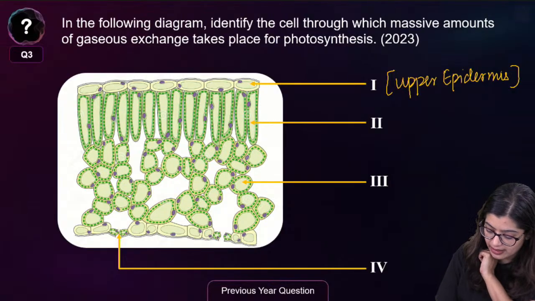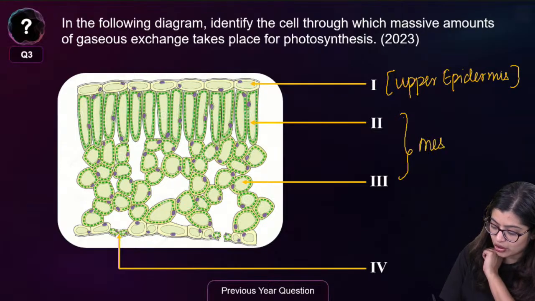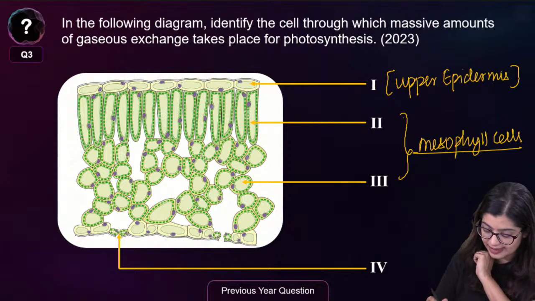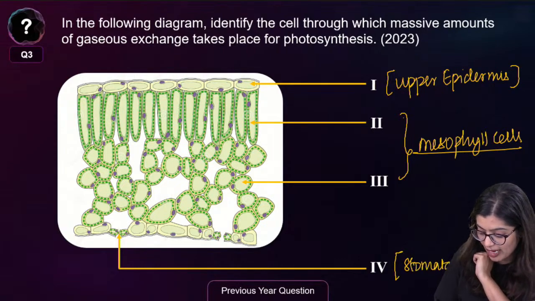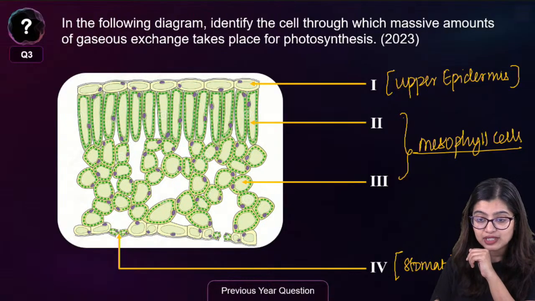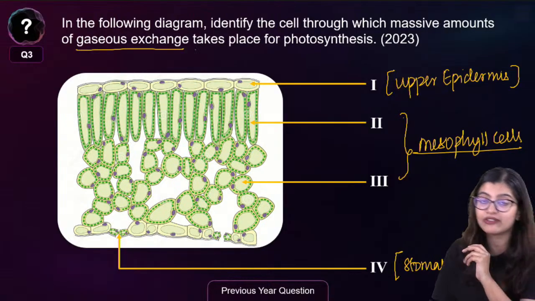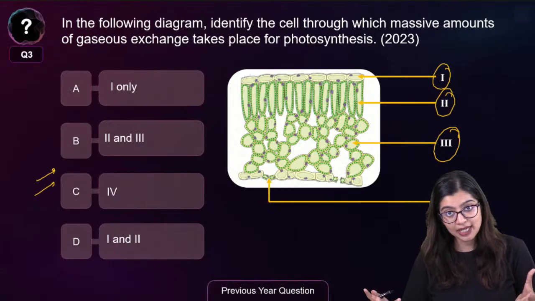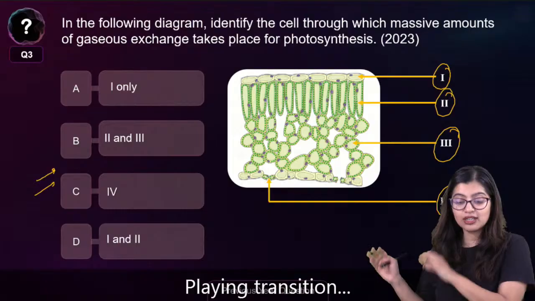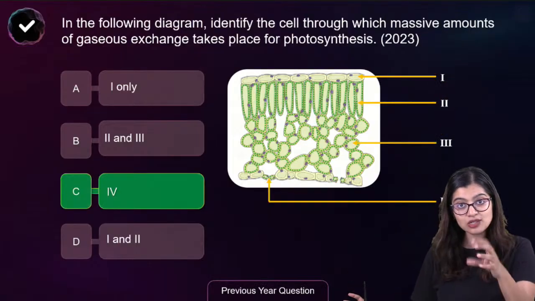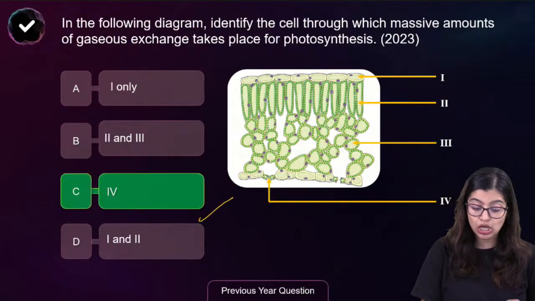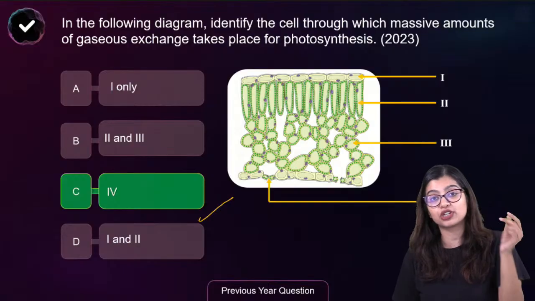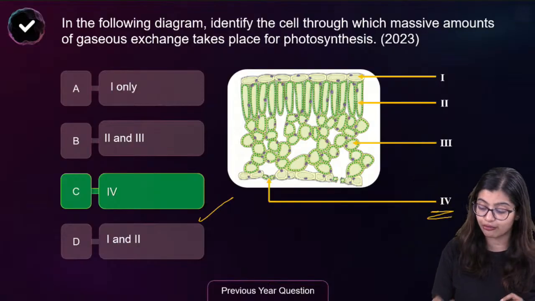Then you have 2 and 3. Now, 2 and 3 are both your mesophyll cells, right? Then you have 4, which is specifically pointing towards the stomata. Now, when we talk about gaseous exchange, we know that movement of gases in and out of carbon dioxide and water, where does that happen? That happens in the stomata, right? Stomata is what is responsible for gaseous exchange. So, correct answer is going to be option C, which says part 4.